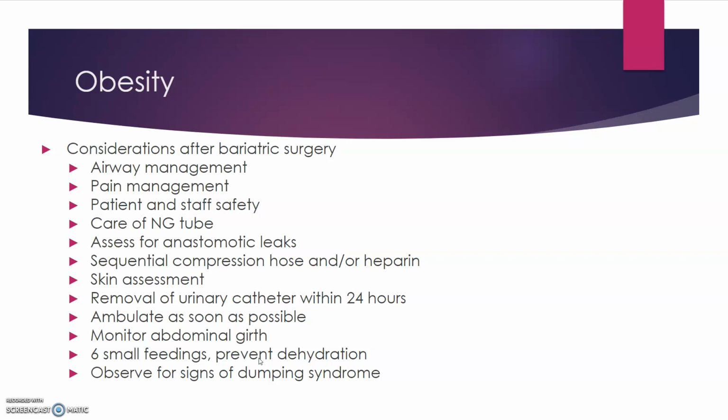We do want to care for the NG tube, make sure that that's in place and applicable. We want to check for leaks. Anastomotic leaks are when you're connecting those two different things up and you sew it together. We're looking for leaks at those places. We can look for a sequential compression hose, heparin, try and prevent any blood clots. We're doing skin assessment. We're looking for removing that urinary catheter as soon as possible to try and prevent UTIs. Getting up and ambulating as soon as possible. Monitoring that abdominal girth to see if we're making an impact.